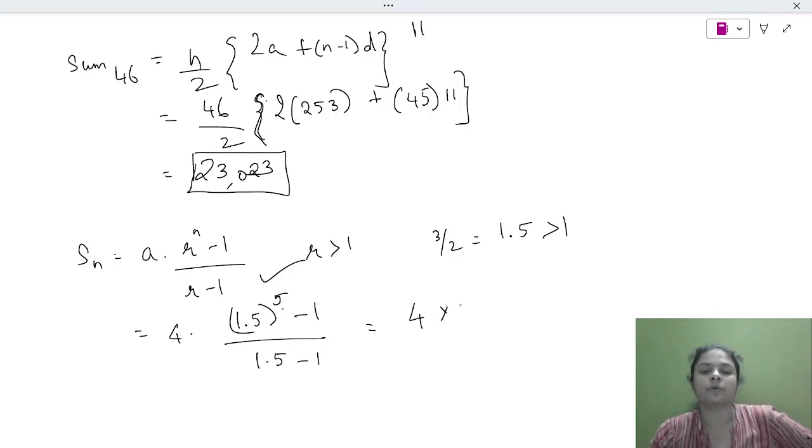So 4 into 1.5 power 5 minus 1. So final answer is 52.75.